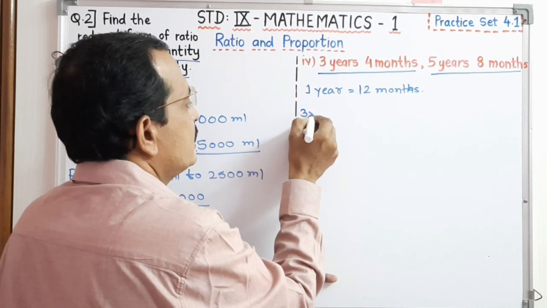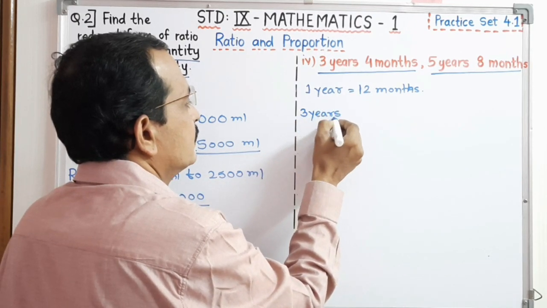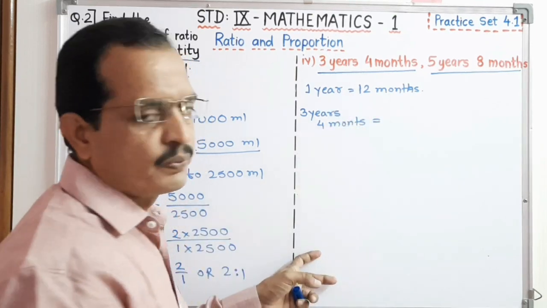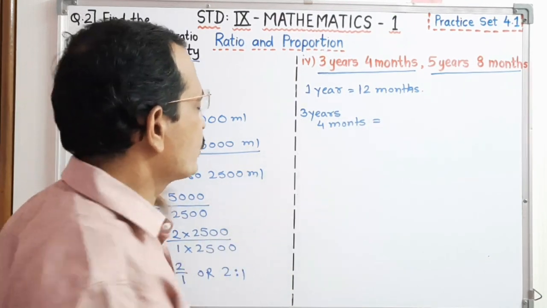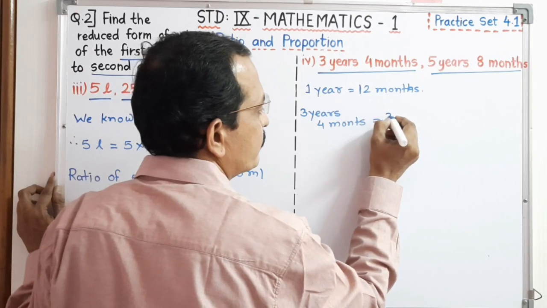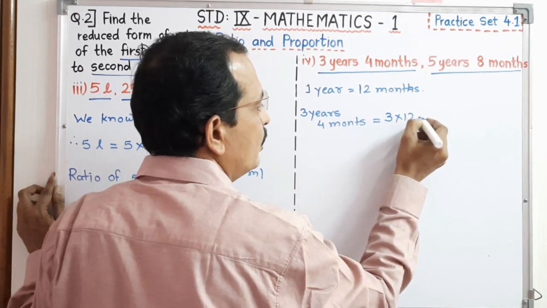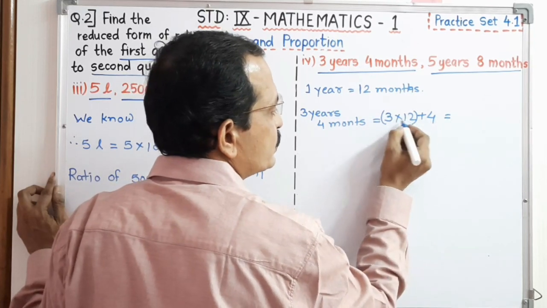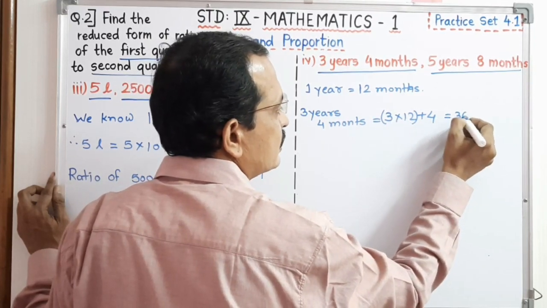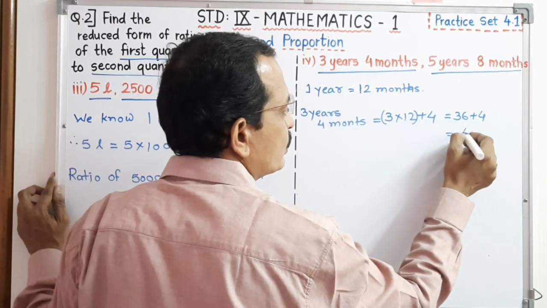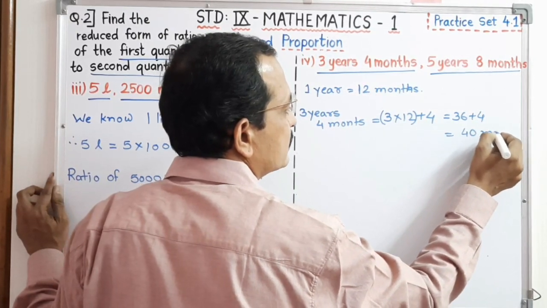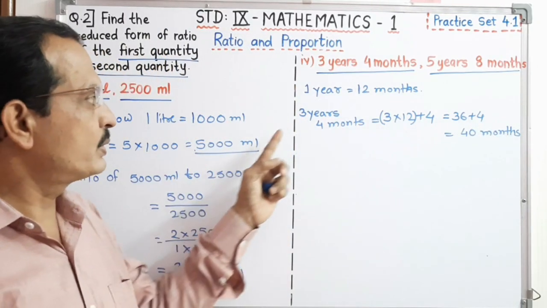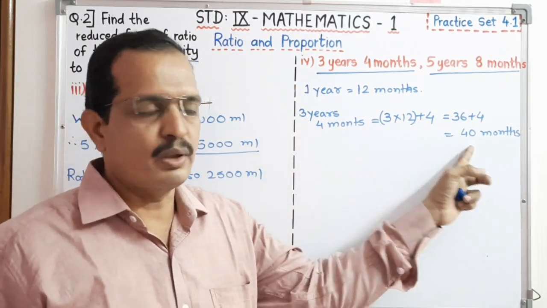Therefore, 3 years and 4 months is equal to, first of all, these 3 years we have to convert into months. Therefore 3 into 12 plus these 4 months. Therefore, 12 3s are 36 plus 4 is equal to 40. Got it? Therefore, 3 years 4 months means 40 months.